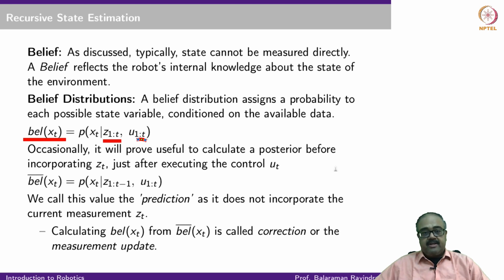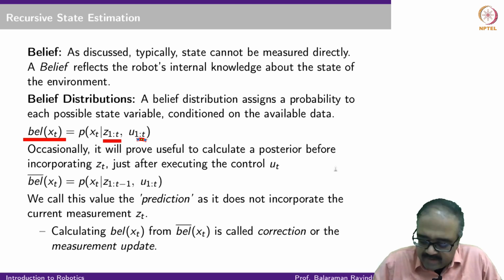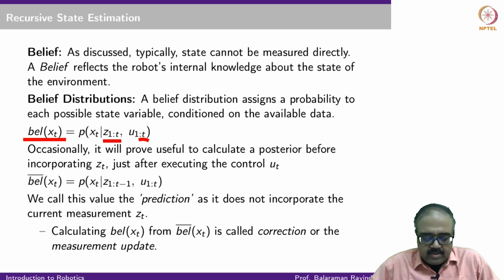So sometimes bel bar is called a prediction, or a motion update, or the transition update, and going from bel bar to bel is the measurement update. So we saw these two quantities earlier. So let's move on.